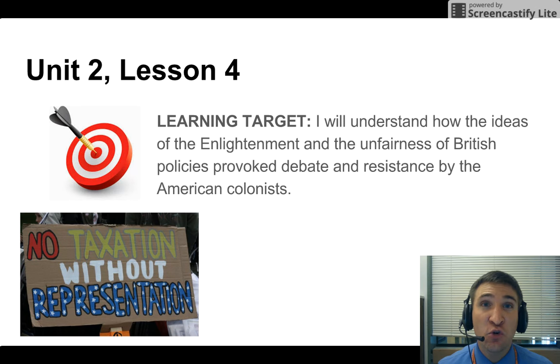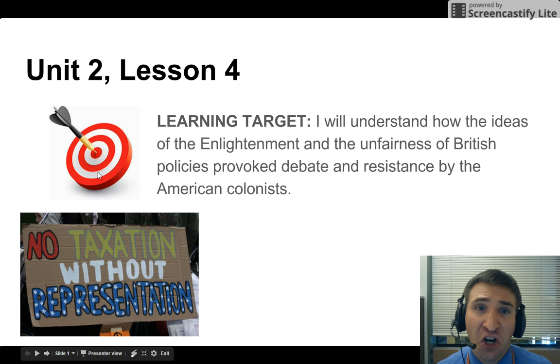It's Unit 2, Lesson 424 VidNotes. Please get out your packets and write the learning target. I will understand how the ideas of the Enlightenment and the unfairness of British policies provoked debate and resistance by the American colonists. Here's a protest poster from the 1700s. No taxation without representation. On we go.